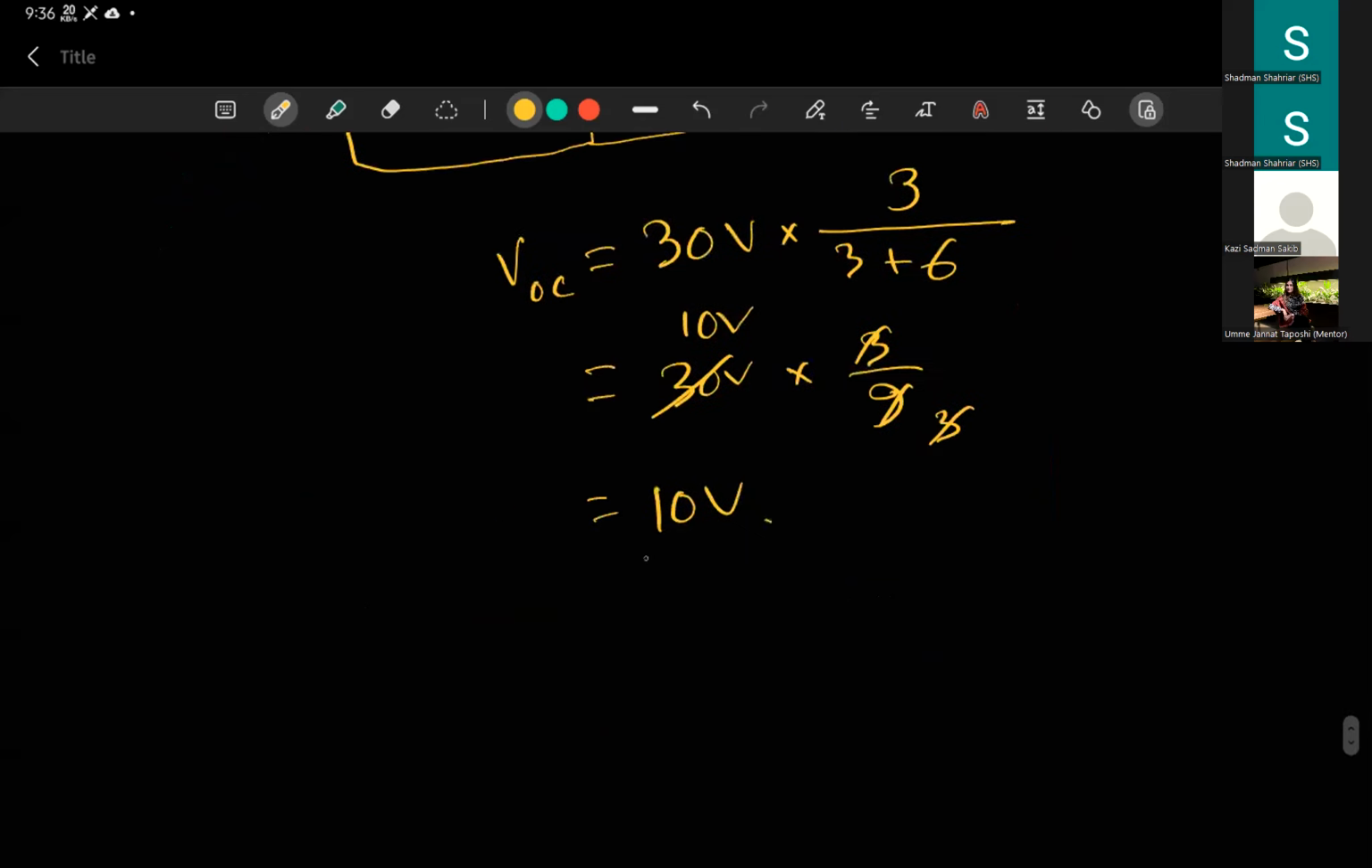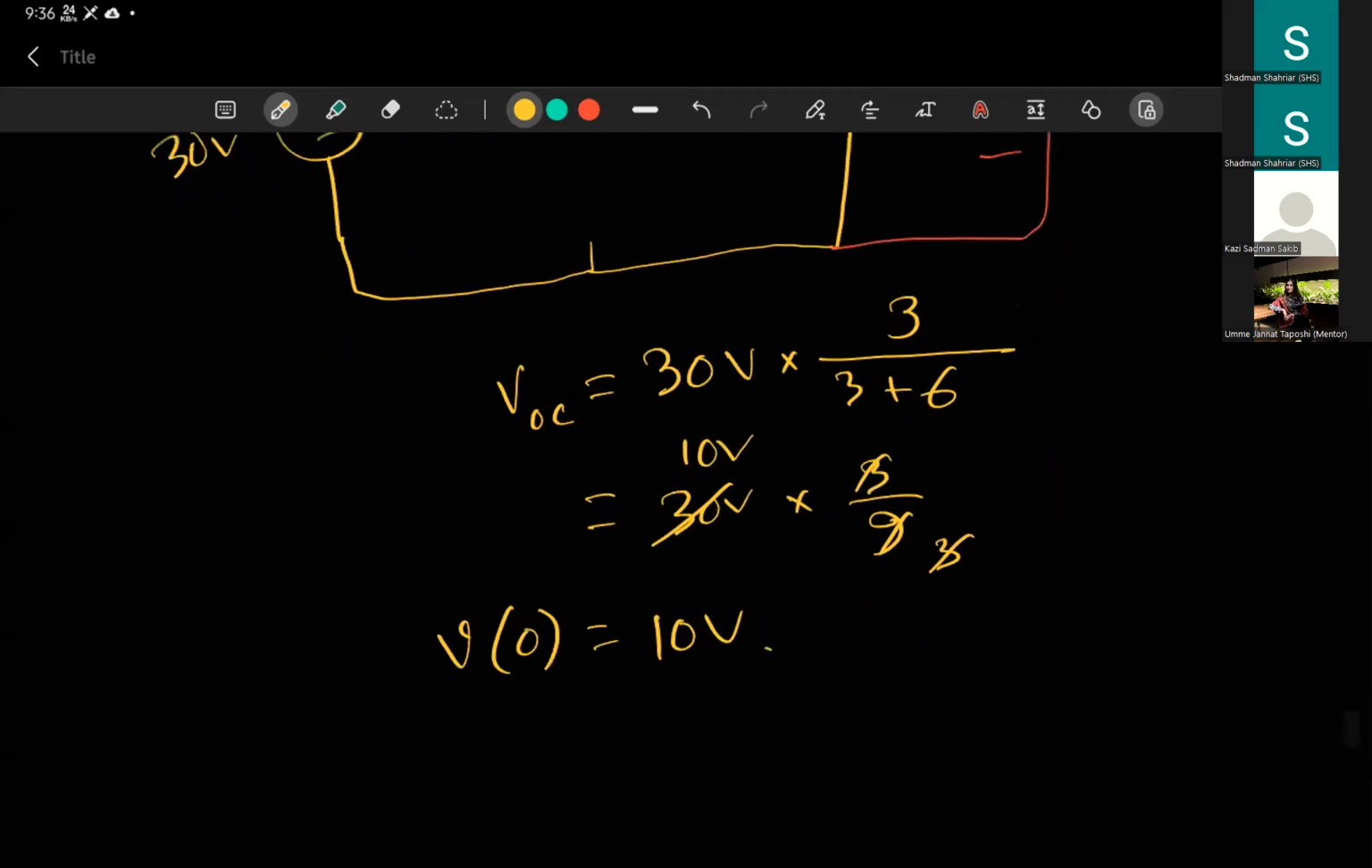So that means this is your V0. Okay, this is your initial circuit. So this is step 1. Initial circuit, the VOC is your V0. Okay, is this clear what I have done here? So your V0 is 10. Okay. Next, we should do the final circuit.